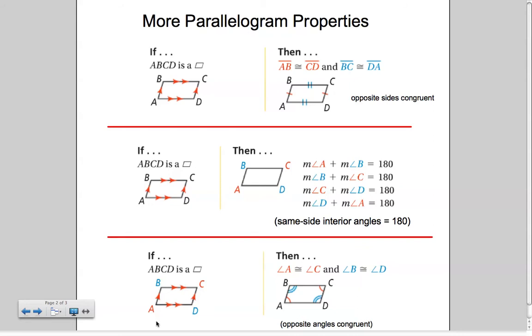And third, if you know you have a parallelogram, then opposite angles are going to be congruent. And there I give you the visual. If you want to pause and take notes, you can, because we're going to go on and do an example problem.